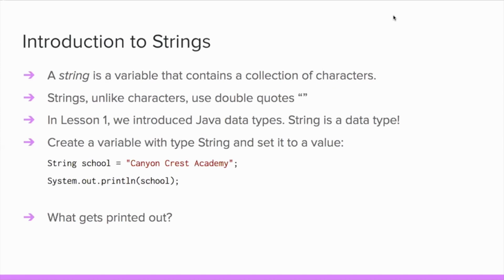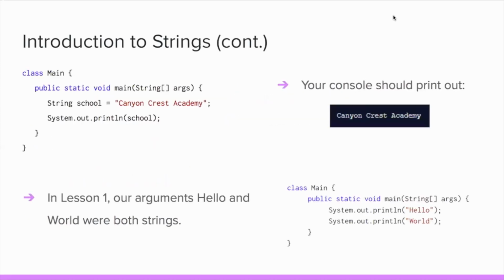As our first exercise, we can create a variable with type string and set it to a value. In our example, our variable is called school and Canyon Crest Academy is assigned to it. When you print out school, what happens? You can pause the video here and write the code in a Replit and press run. Your console should print Canyon Crest Academy. Note that the double quotes do not get printed, only the characters between them. If we look back at Lesson 1 and the code snippet on the slide, our arguments, hello and world, were both strings.